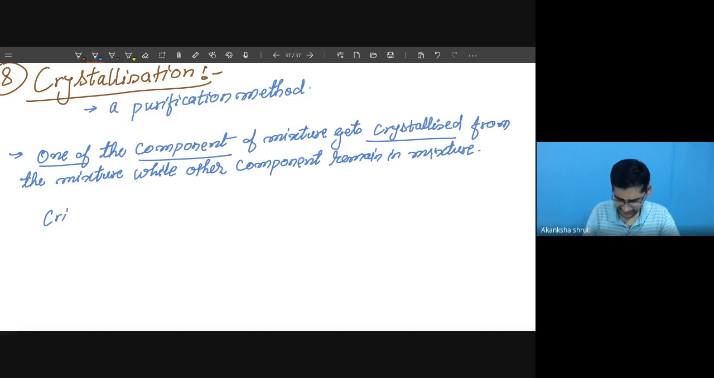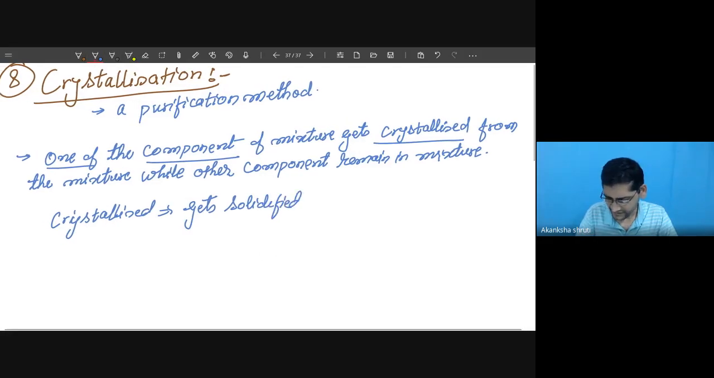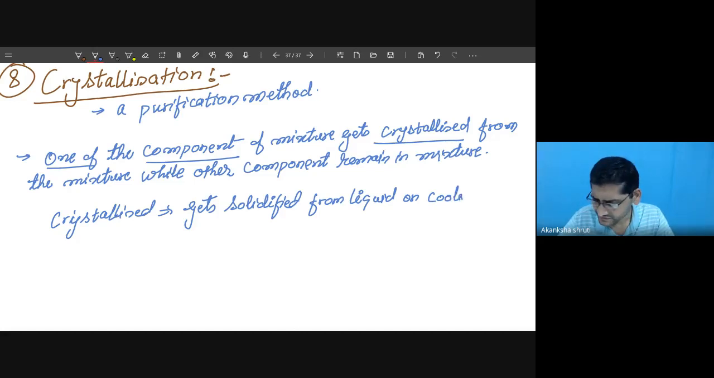Crystallize, right, students? It means it gets solidified from the liquid phase on cooling, or at a particular temperature.